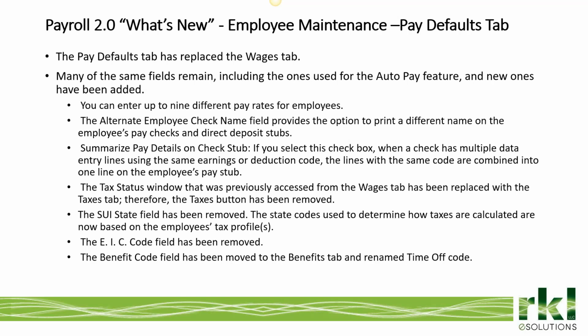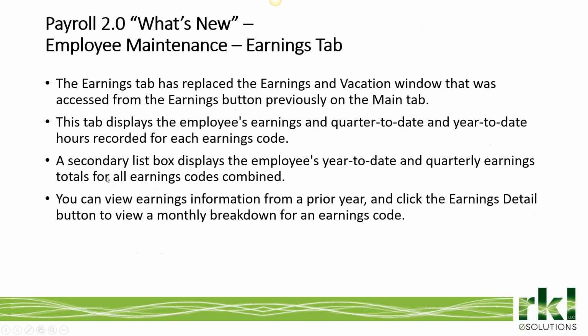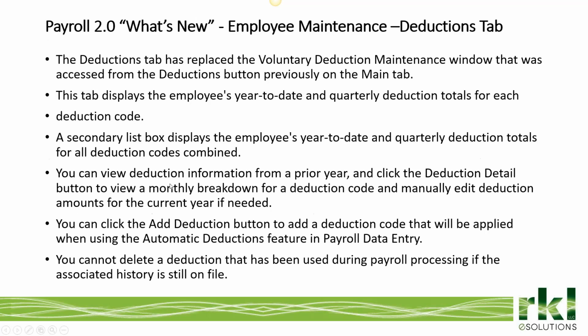Pay default tab is there. Most of this remains. It's actually called the wages tab now, but all of the information that we're used to seeing you will still see there. Earning tab has been replaced. The earnings and vacation windows, and the earning button that was on the main tab, is now its own tab. So these are all navigation. The basic idea is your data is still there. If you want to look at what the layout is, we'll see that in a few minutes.